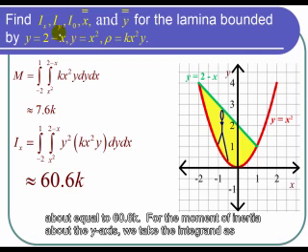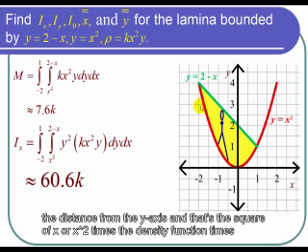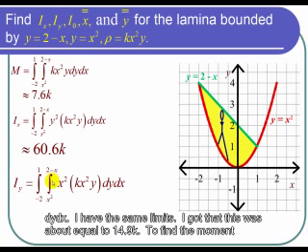For the moment of inertia about the y-axis, we take the integrand as the distance from the y-axis, and that's the square of x, or x squared, times the density function, times dy dx, and I have the same limits, and I got that this was about equal to 14.9 times k.